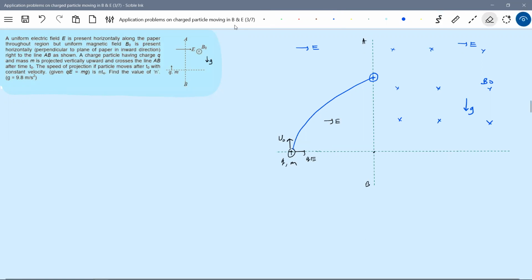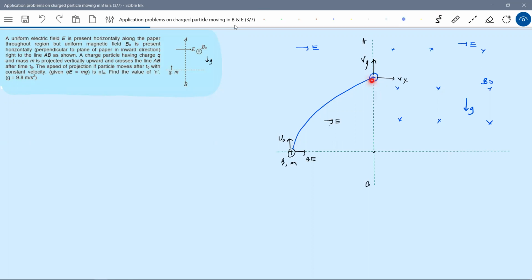So how does it enter? It will enter at a certain angle. So by the time it enters, it will have an X component of velocity and a Y component. Why not only an X component of velocity? I think because it was projected with velocity along the Y axis, U naught, let's assume that. Then because of the electrostatic field, it will get accelerated. So by the time it crosses the line AB, it will acquire a horizontal component of velocity Vx.